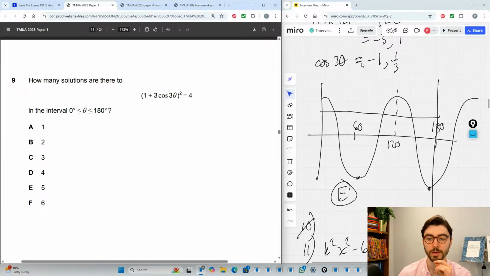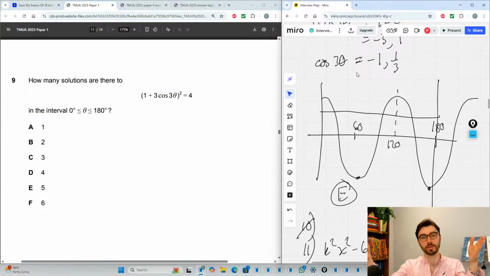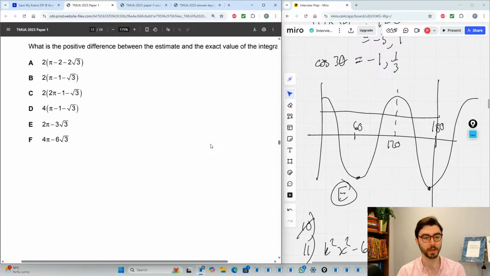So transforming cos 3 theta, it would have had 360. Now its period is 120. So half the period is 60. So you get 1.5 cycles, getting you between 0 and 180. So there are 2 minus 1s. And there are 3 1s. That's how I got that.